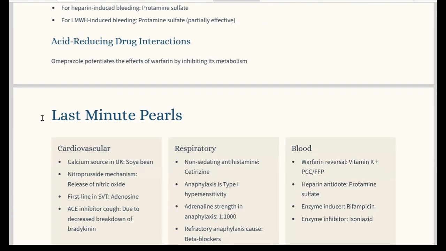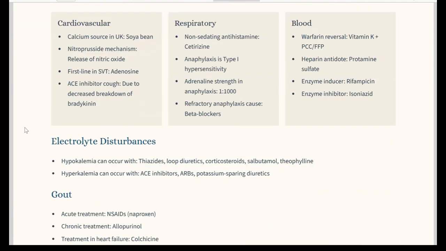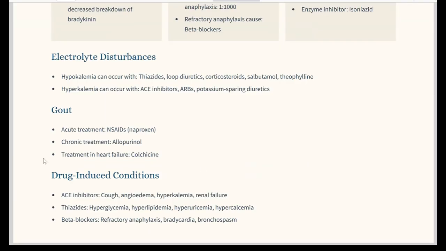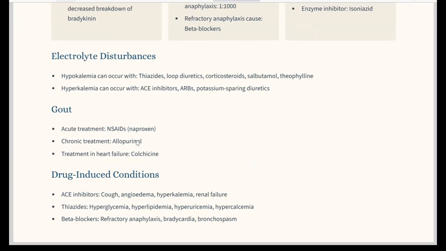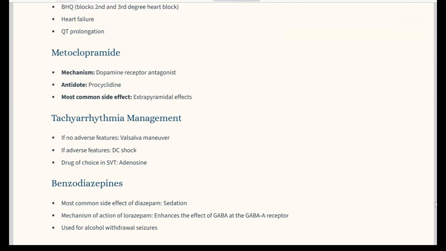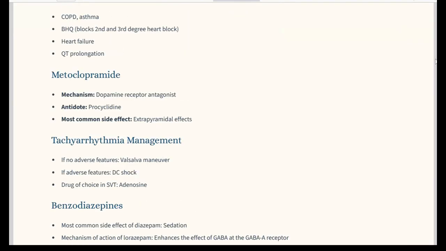And then you've got last minute pearls that you can just go over. Nothing else that I would recommend going over. Okay. That is all here in the file. This will be shared in the classroom for all your regular course people.